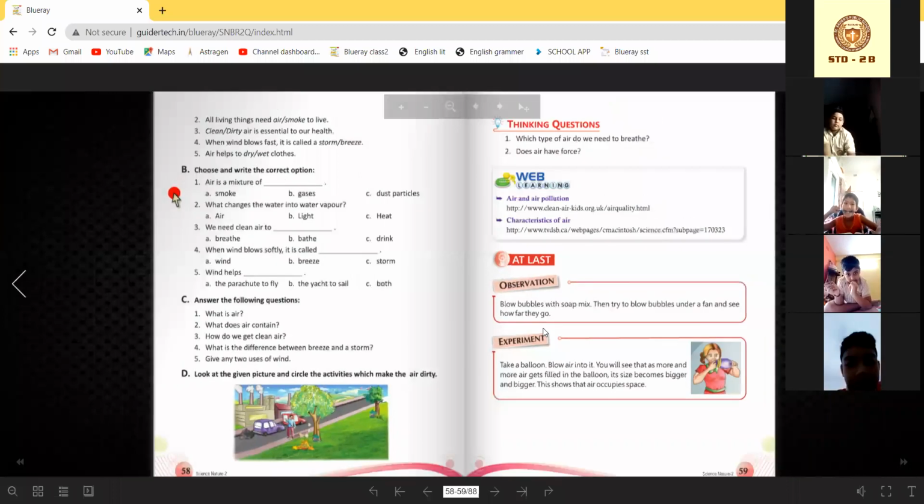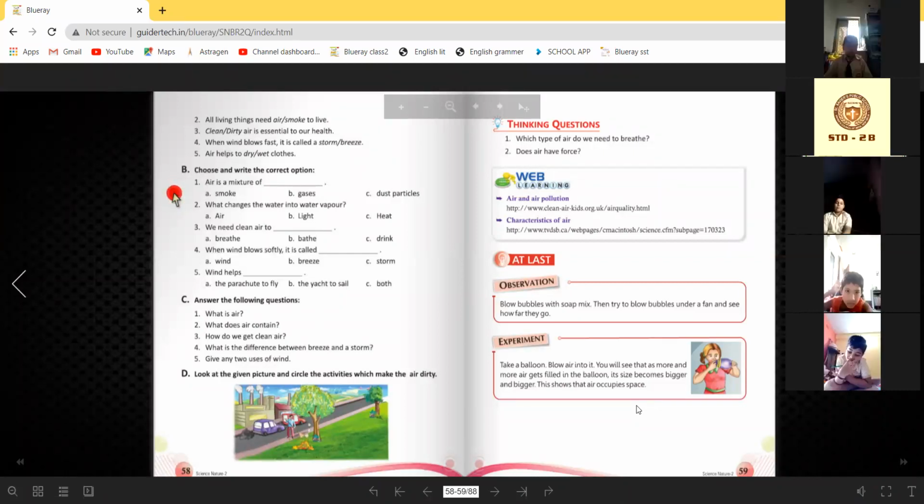Blow bubbles with soap, then try to blow bubbles under a fan and see how far they go. Okay, no need to do the experiment. You can do this at your home. Take a balloon, blow air into it. You will see that as more and more air gets filled in the balloon, its size becomes bigger and bigger. This shows that air occupies space. So if you want, students, you can also do this experiment at home.